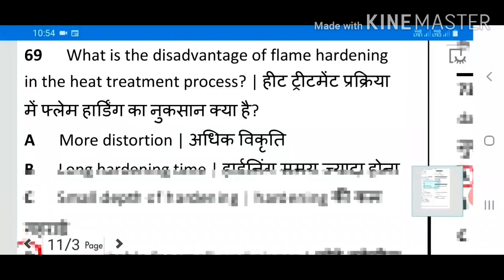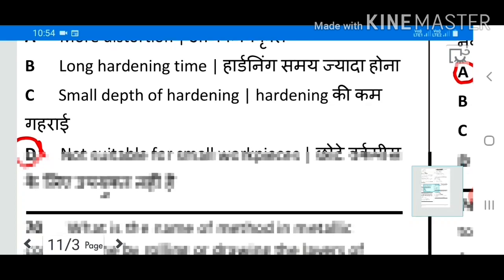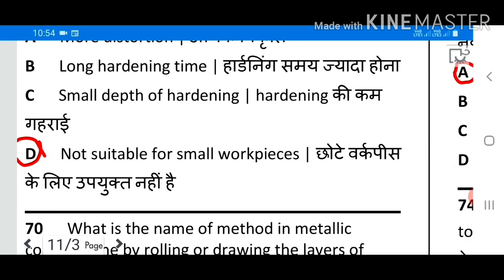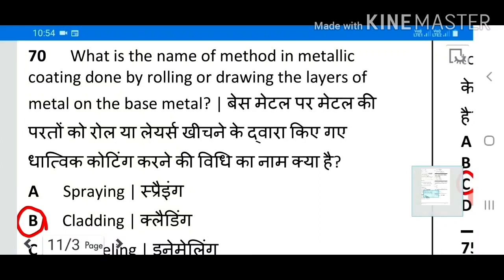69. What is the disadvantage of flame hardening in the heat treatment process? Answer D. Not suitable for small workpieces. 70. What is the name of the method in metallic coating done by rolling or drawing the layers of metal on the base metal? Answer B. Cladding.